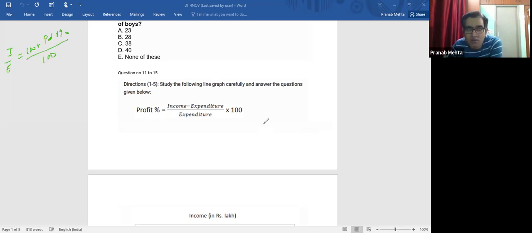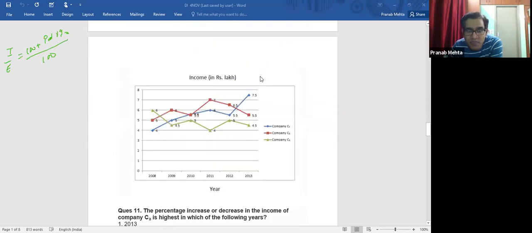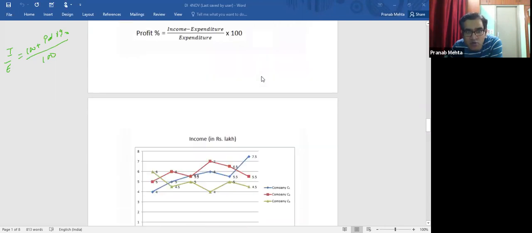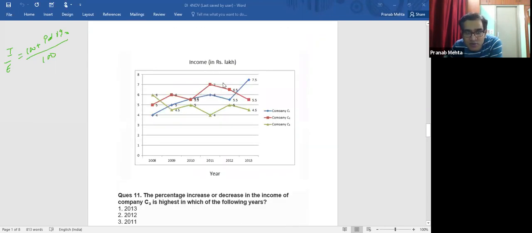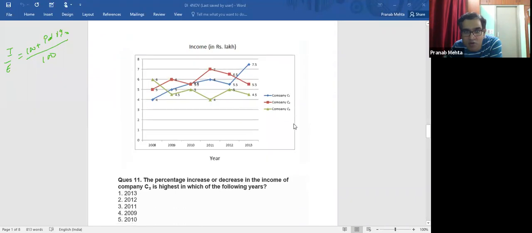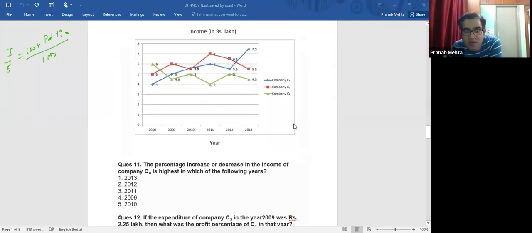Okay. Now let us go with the questions here. So this is income in rupees in lakhs. Any other data we are missing? No, nothing. So this is the income which we have got in rupees lakh, and we have got companies here, the different companies C1, C2, C3, and these are the years 2008, 2009, 2010, 2011, 2012, and 2013. Any doubt in here? So we have income in lakhs, and this income has been given for different companies. Any doubt in here? No doubts? Good. Let us proceed with the question now.